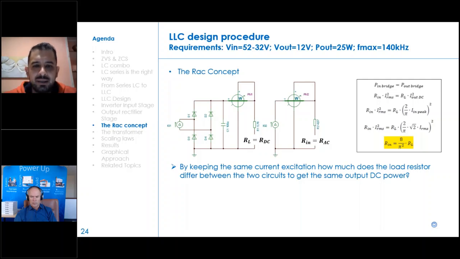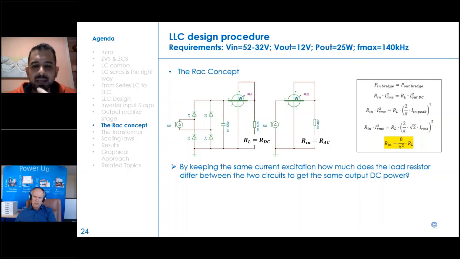So RAC simply mimics the needed resistor to be placed at the input of the bridge section in order to transfer the same amount of power as the one which includes the rectifier bridge. So its value is calculated by balancing the power at the input section with alternating signals versus the power at the output section that you calculate by using DC signal. The power balancing equations are reported on the right for the RAC resistor.